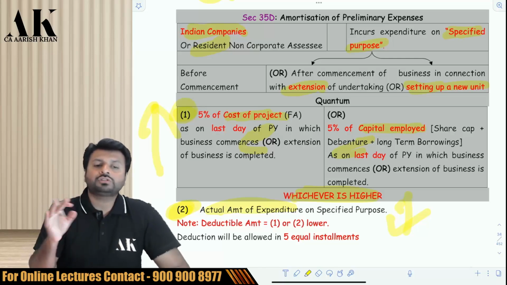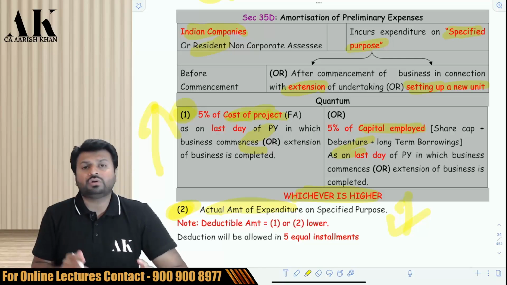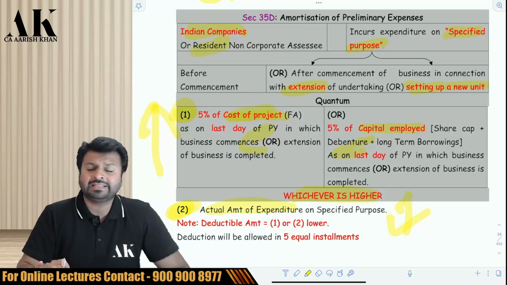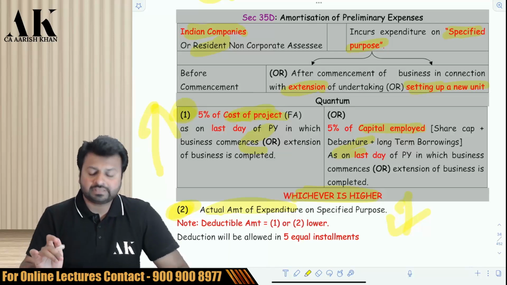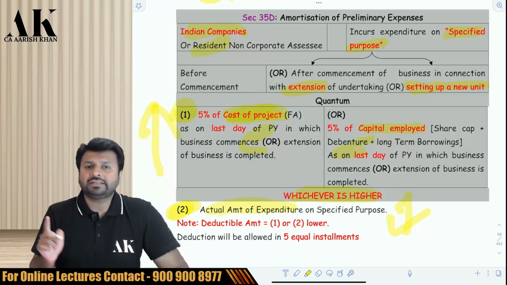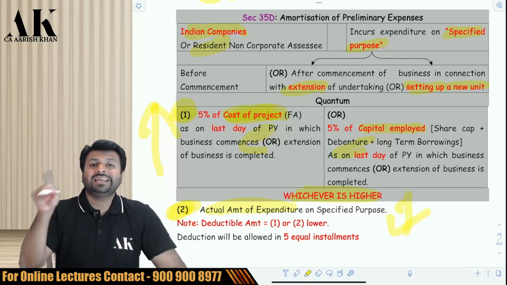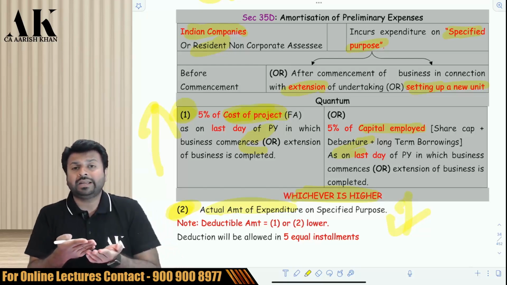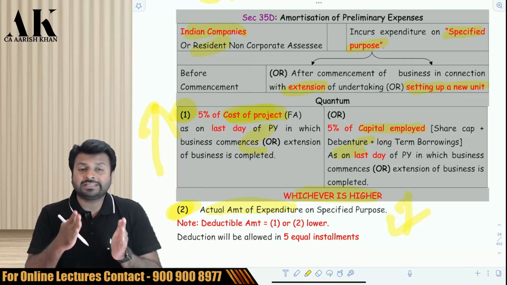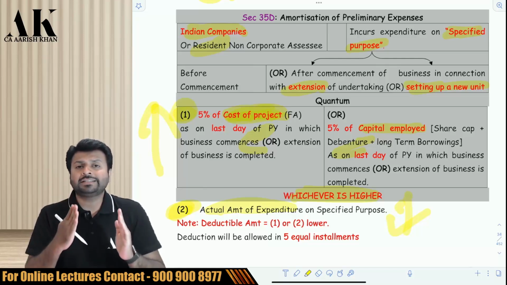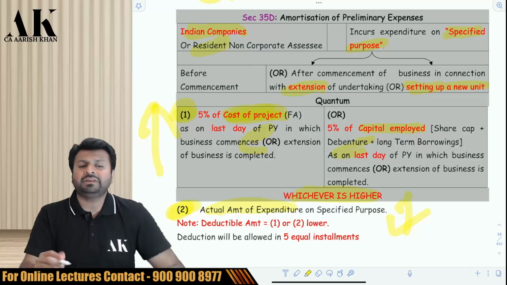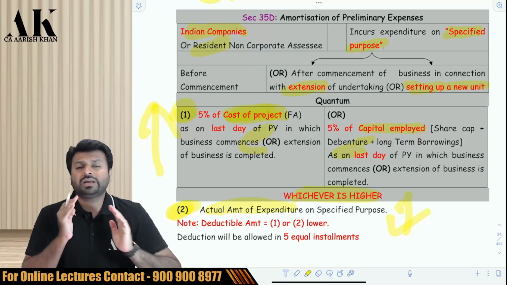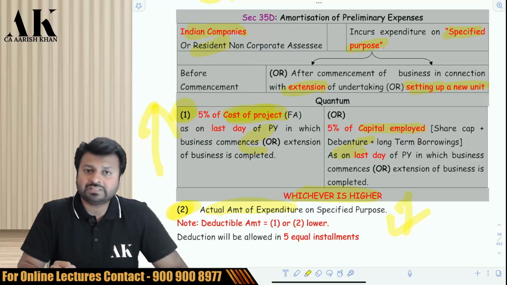So what is 5% of cost of project? Cost of project means the cost of all the fixed assets employed by the company. So you have to take the total of fixed assets and then 5% of that total. On which date do I take that? You have to consider the total cost of project on the last day of the previous year in which the business commences.